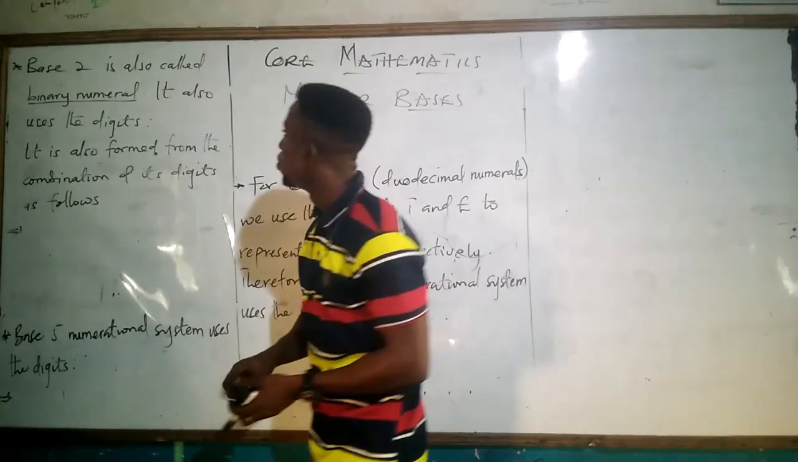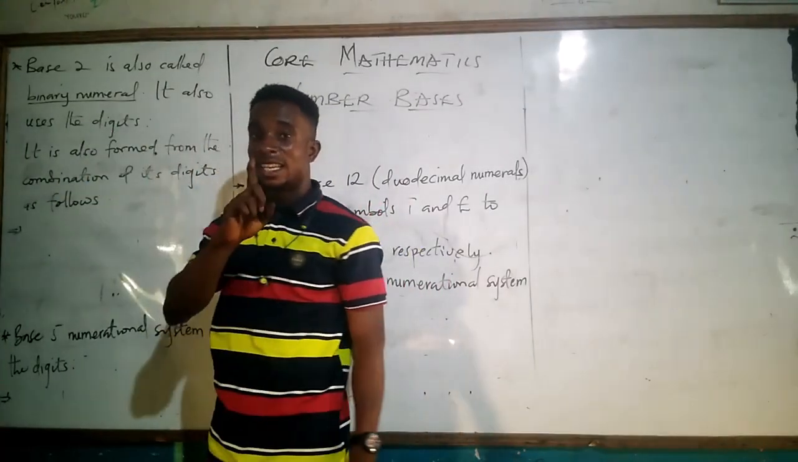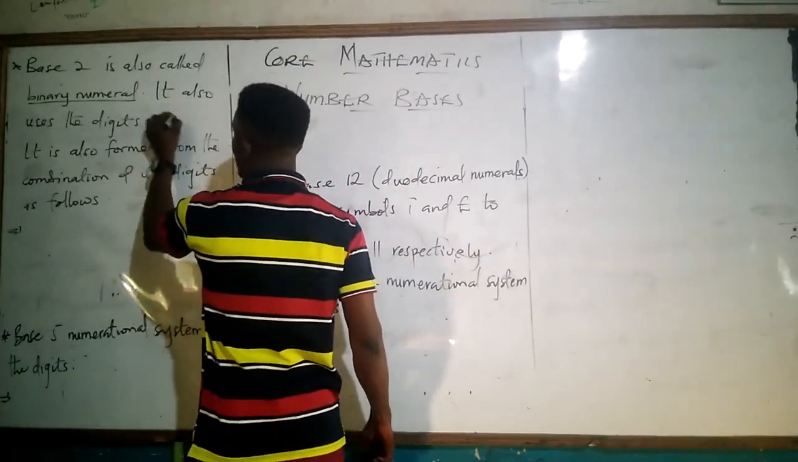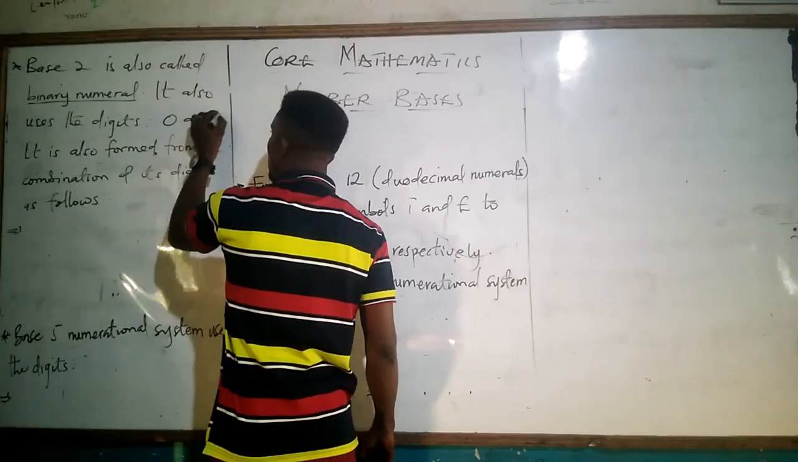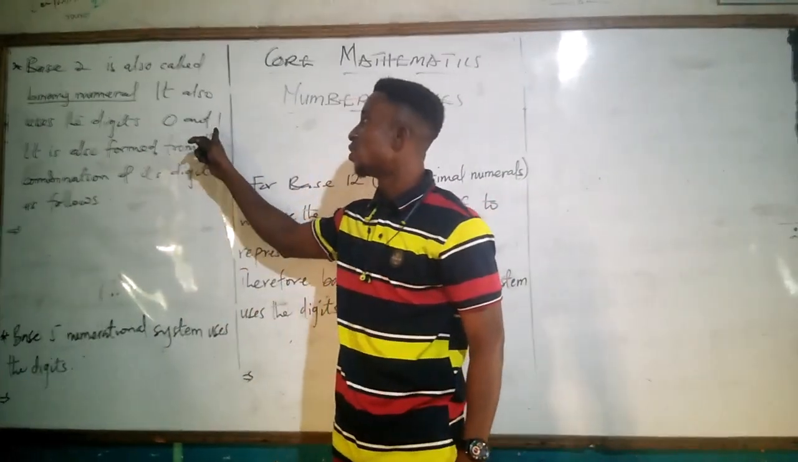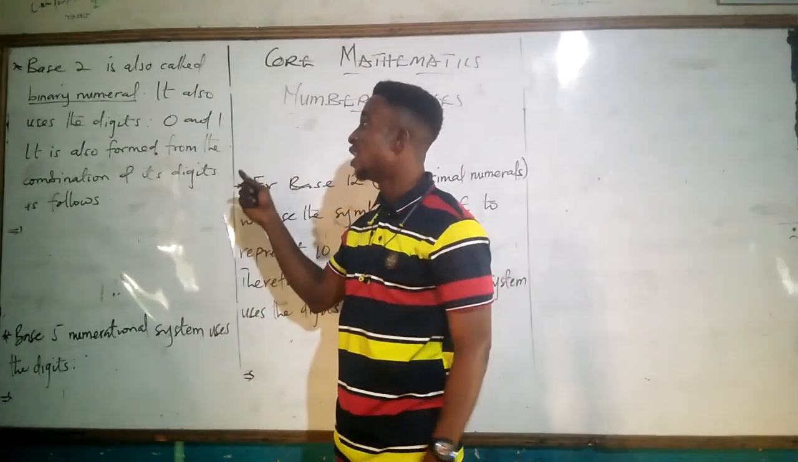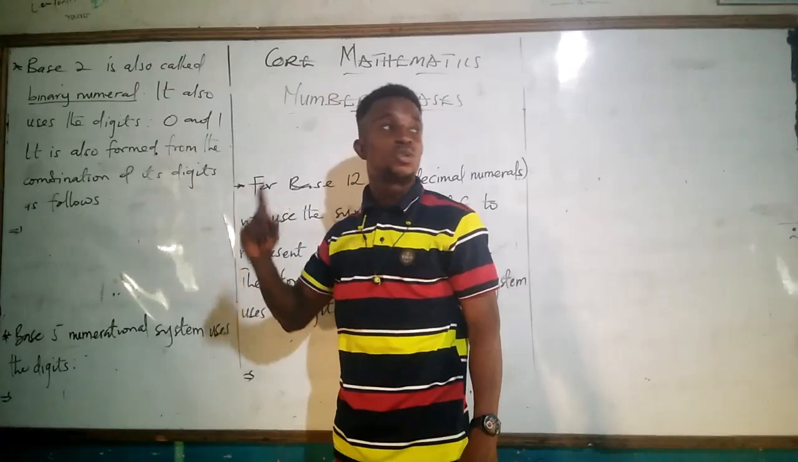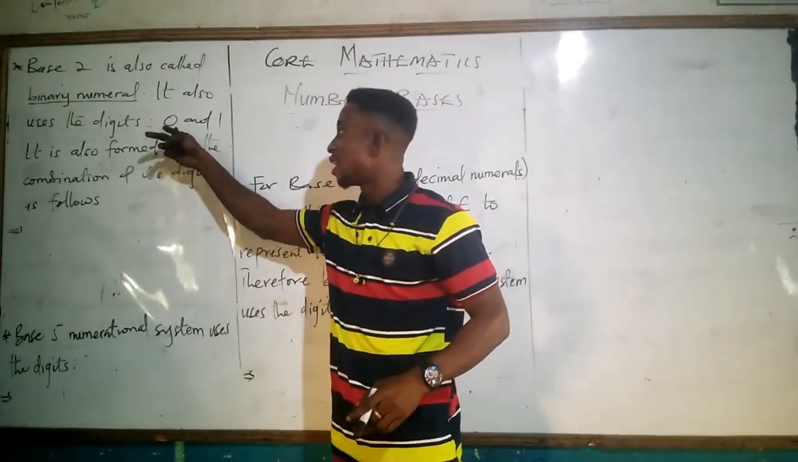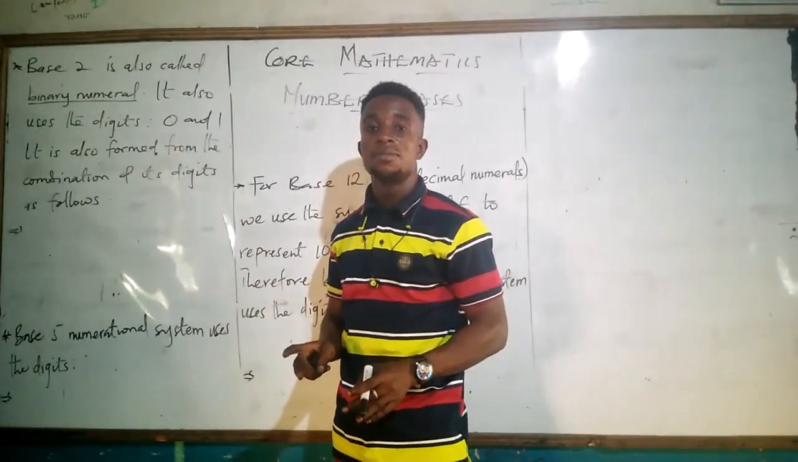Okay. So it also uses digits, and the digits for the base 2 numeration system are 0 and 1. That is, 0 and 1. These are the only 2 digits that you see in numbers in base 2. So if the number base is base 2, these are the digits that you'll be seeing in the base 2 numeration system.